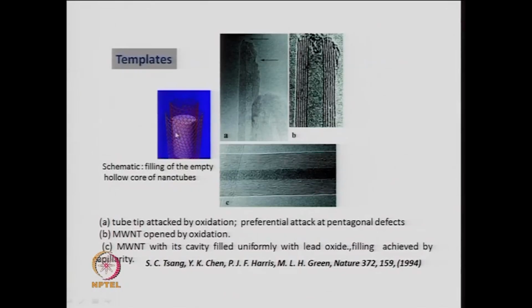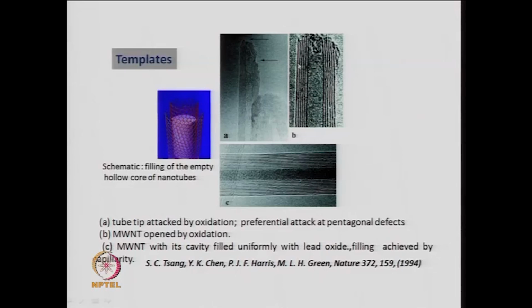Now, if you look here, this is a schematic diagram. You have one carbon nanotube, and there is another wall of the carbon nanotube. So, this may be called a double walled carbon nanotube, and inside the hollow part you have filled with something. So, this is the filling of the empty hollow part of the nanotube. This is a schematic diagram. This is the real picture in electron microscopy, where you can see a nanotube which has been ruptured at the end. At the end where there are more pentagonal defects, the nanotube has been broken.